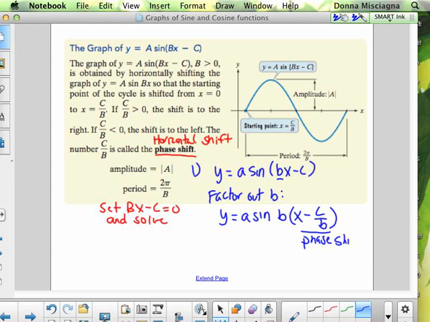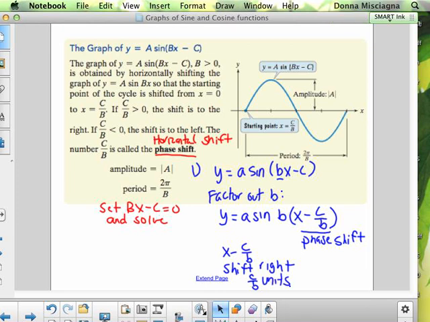So this represents the phase shift, just like it would in any other function if we're shifting horizontally. If we see x plus, it's shifting left. If we see x minus, it's shifting right. So x minus c over b means we're shifting right c divided by b units.